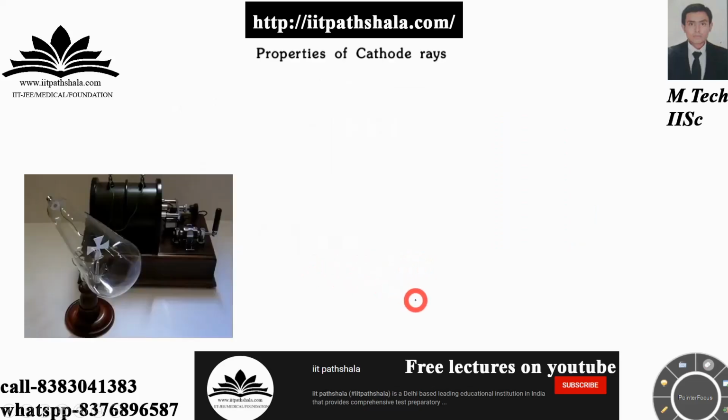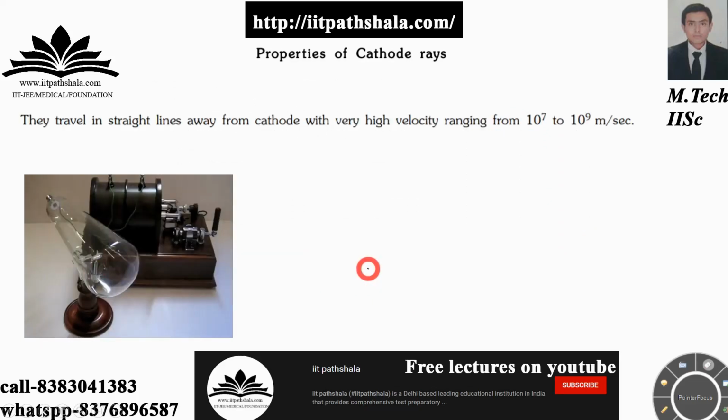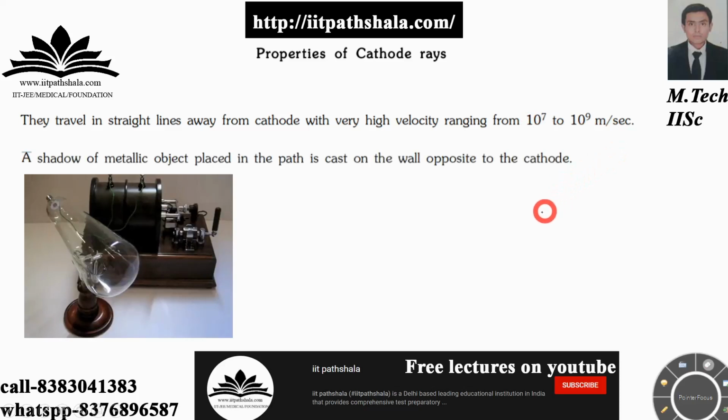Now, properties of cathode rays, guys. The first property is that they travel in a straight line away from the cathode with a very high velocity, from 10^7 to 10^9 meters per second. They cast a shadow when you place an object in their path in this tube.